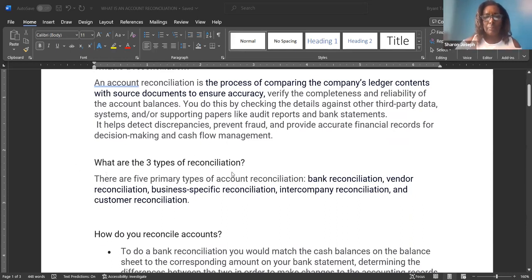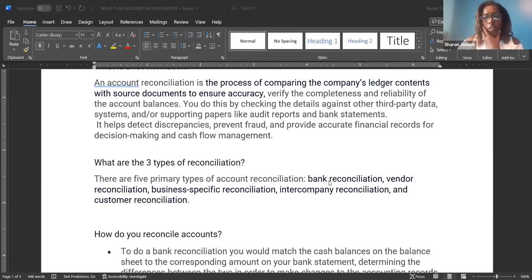So there are three types of reconciliations that you can do. Actually, there's five types, excuse me. The primary reconciliations you do are a bank rec, a vendor reconciliation, business specific reconciliations, intercompany recons, and customer recons.